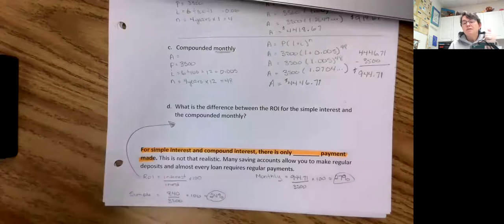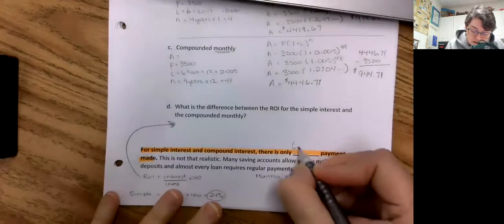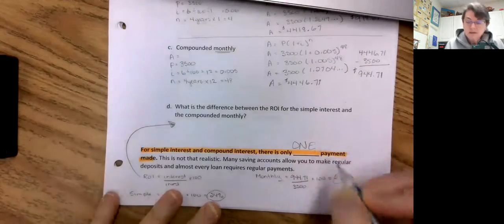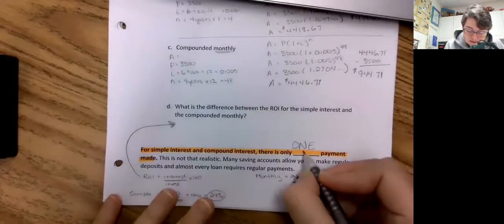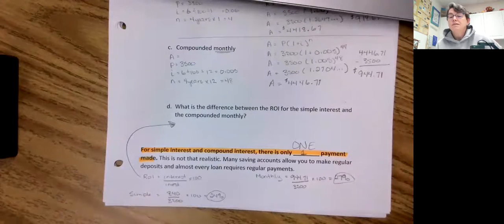When you're talking about simple interest and compound interest, there's only one payment, that's it. You leave it and it grows. One. Uno. Whatever one is. One payment, put it in there, leave it alone.